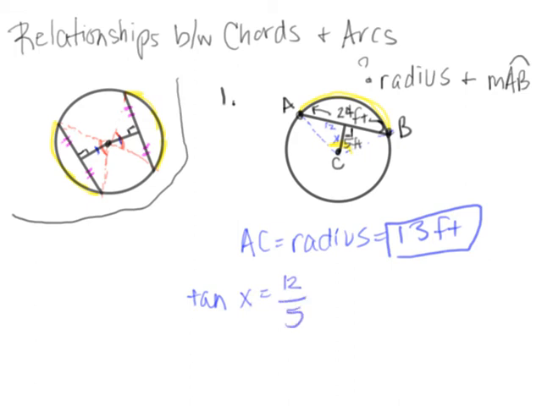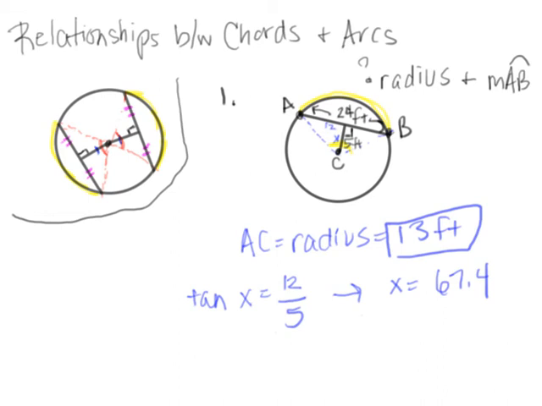I could have done something like the cosine of x is 5 over 13 or the sine of x is 12 over 13. Either way, it works for me. I'm going to do the inverse tangent and find out that x is about 67.4. In your calculator, make sure that you do inverse tan to find that.